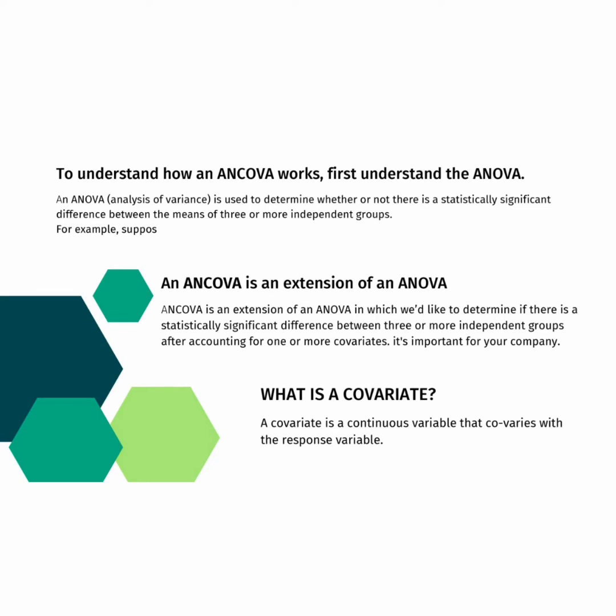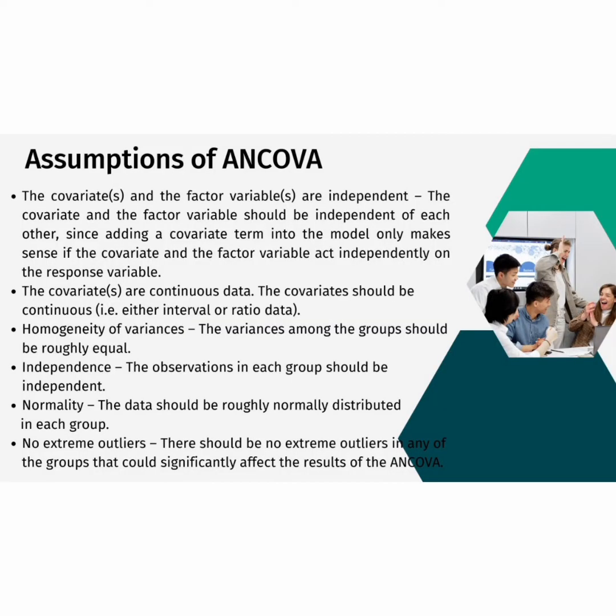To find out if studying technique impacts exam scores, we can conduct a one-way ANOVA, which will tell us if there is a statistically significant difference between the mean scores of the three groups. An ANCOVA is an extension of an ANOVA in which we would like to determine if there is a statistically significant difference between three or more independent groups after accounting for one or more covariates. A covariate is a continuous variable that covaries with the response variable.